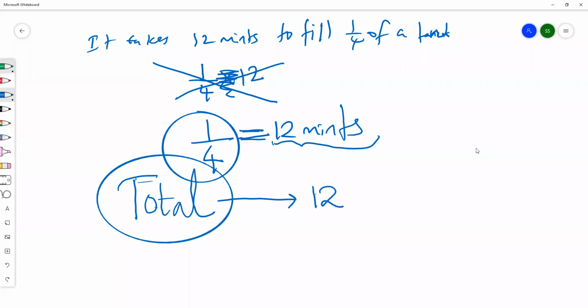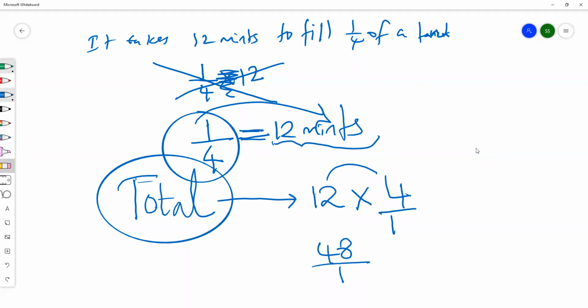12 into, this fraction taking to the side, reciprocal, 4 over 1. 12 into 4 is 48 over 1. We can ignore it. Denominator 1, no need to write. That is 48 minutes, the total time taken to fill the tank completely.